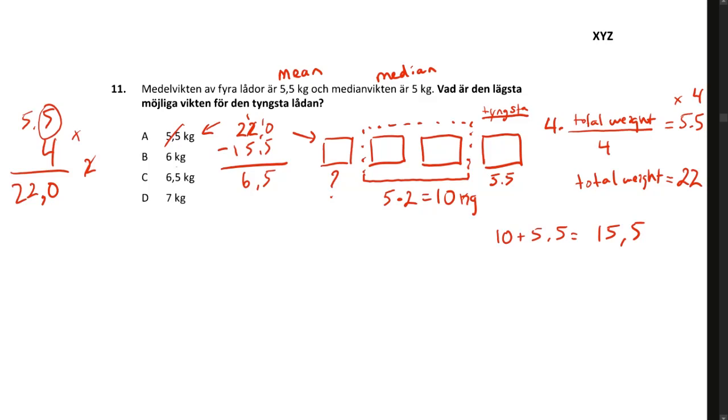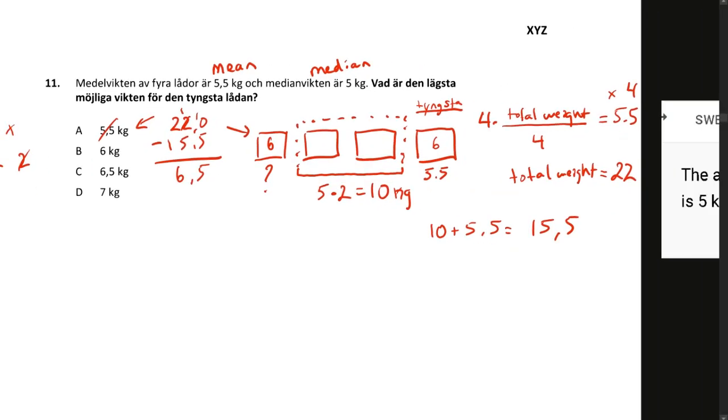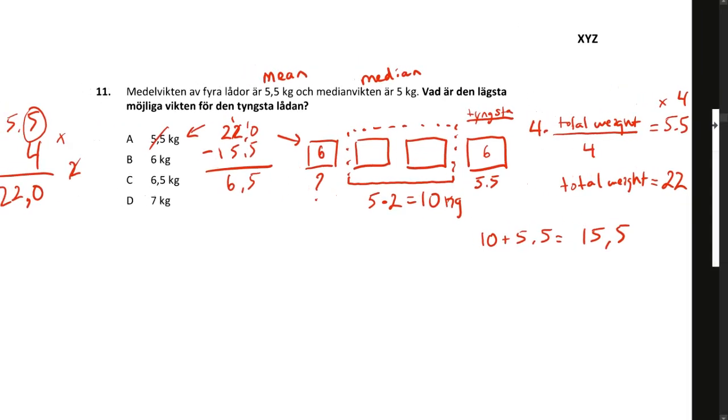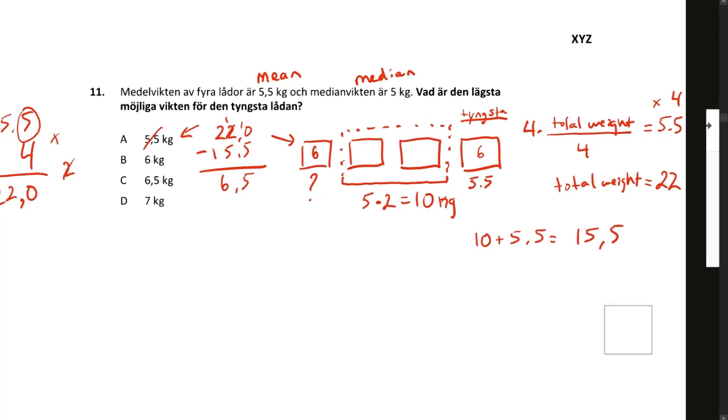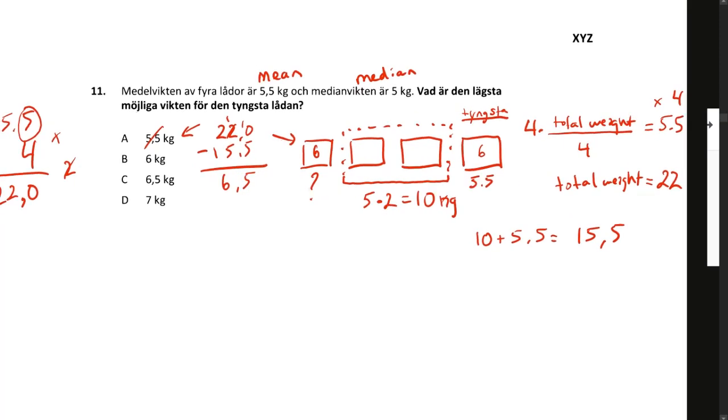If we jump ahead to if the next one is 6, so if the heaviest box is 6, well, 10 plus 6 is 16. This one has to be 6 as well if it equals 22. Therefore, it doesn't make it the heaviest box. Because we don't know the size of the middle ones.